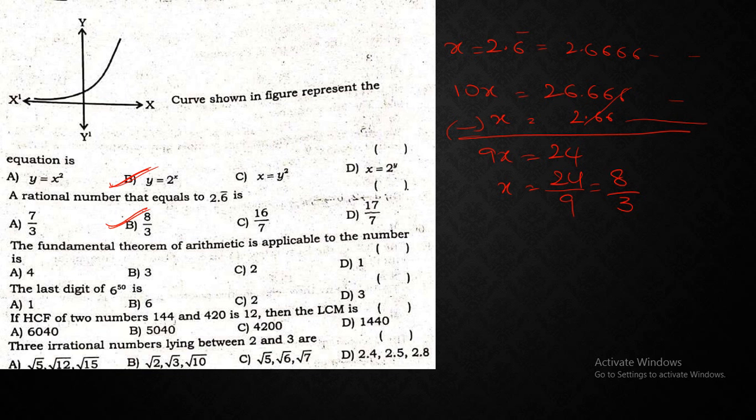Next, the fundamental theorem of arithmetic is applicable to which numbers? It is applicable for composite numbers, right? So among these, the only composite number is 4.